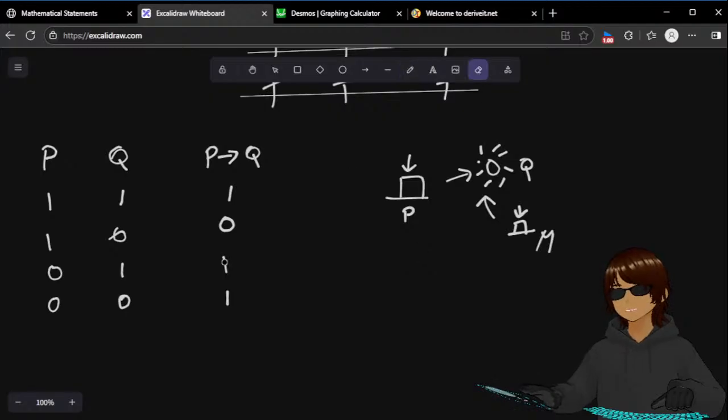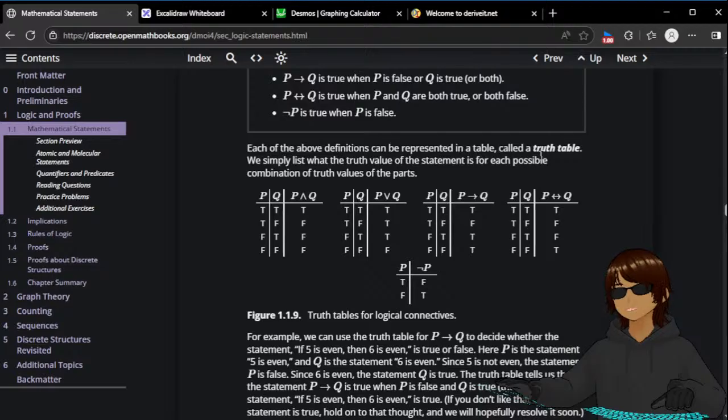For example, if this is 0, if this is 0, the button is not pressed, and then this doesn't light up. Sorry, the button is not pressed, and then this lights up. Wait, I'm getting confused. Okay, I will get back to this. I need to clarify what I mean. I don't think we focus on this part when we talk about if statements.